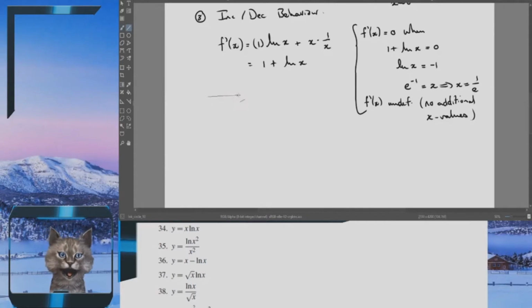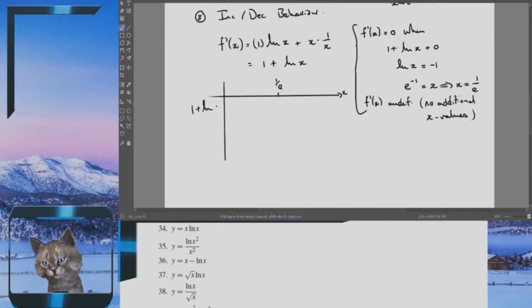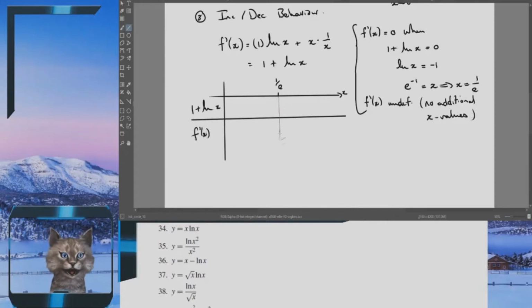So I will make my table over here, and I'm only splitting it at 1 over e. I have one piece, and it gives me my derivative. This piece, 1 plus log of x, is 0. We've established when x is 1 over e, it is the derivative, so it makes it 0.